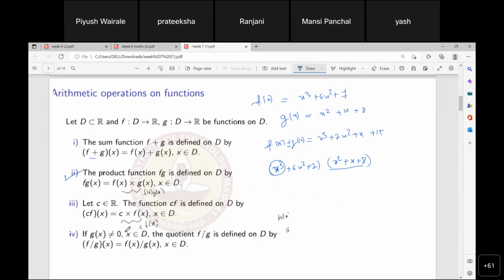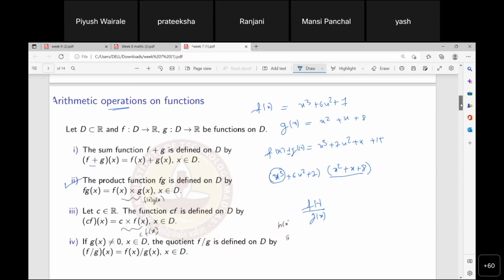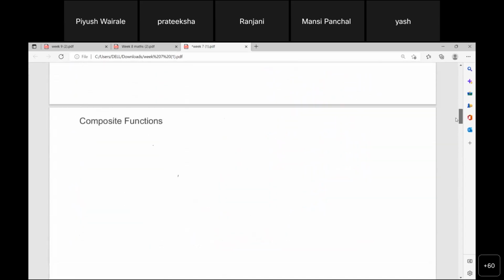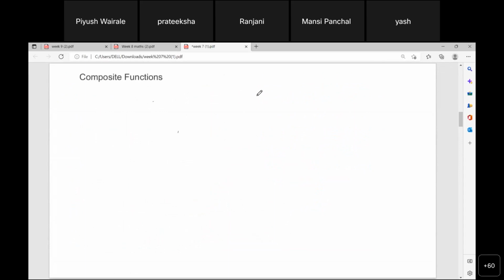And also for a quotient, f of x over g of x, right? But in weeks 3 and 4, you have learned these things, right? So this is basically arithmetic operations on functions. You can go through it. Now the main part of the week is basically the composite function.